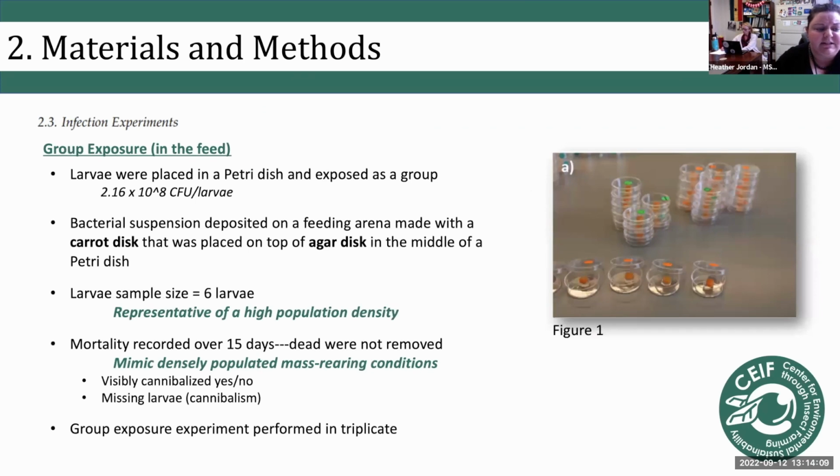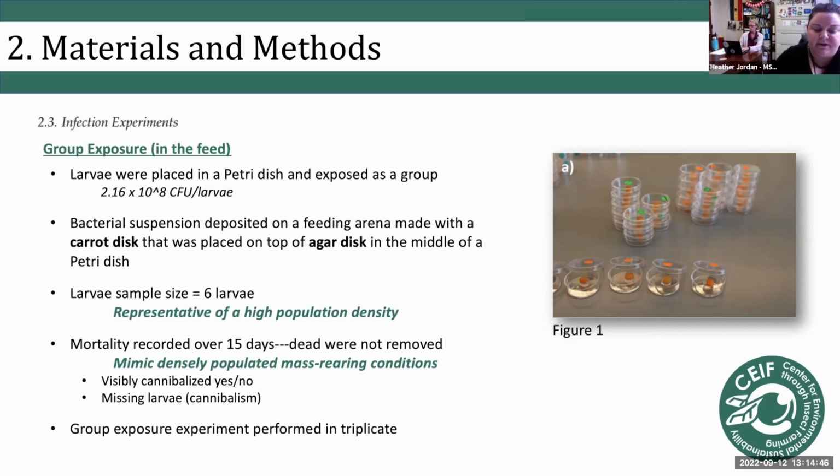For the second infection experiment, this was group exposure, and the group was exposed via the feed. So larvae were placed in a petri dish and exposed as a group to a concentration of Pseudomonas. The bacterial suspension was deposited on a feeding arena made with a carrot disc that was placed on top of an agar disc in the middle of the petri dish. And we've got a picture of that labeled figure 1 on the right-hand side of the screen. The larvae sample size was 6, and this was the max amount of larvae that could fit in these petri dishes. And this was representative of a high population density, as is typically used in commercial growing.